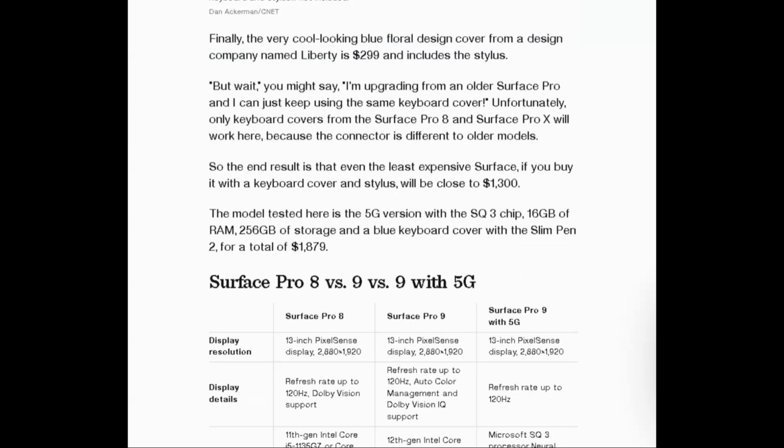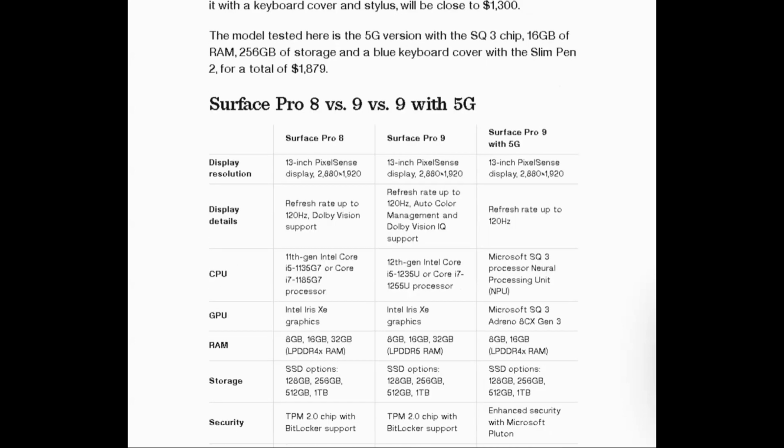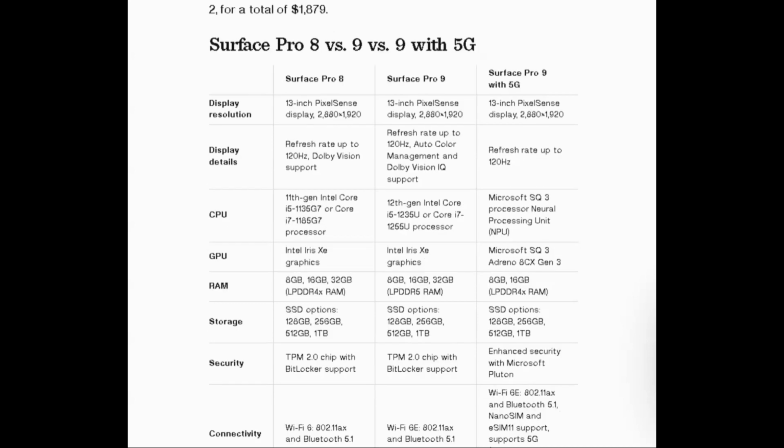So the end result is that even the least expensive Surface, if you buy it with a keyboard cover and stylus, will be close to $1,300. The model tested here is the 5G version with the SQ3 chip, 16 GB of RAM, 256 GB of storage and a blue keyboard cover with the Slim Pen 2, for a total of $1,879.